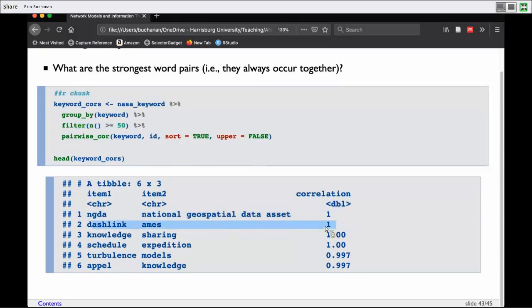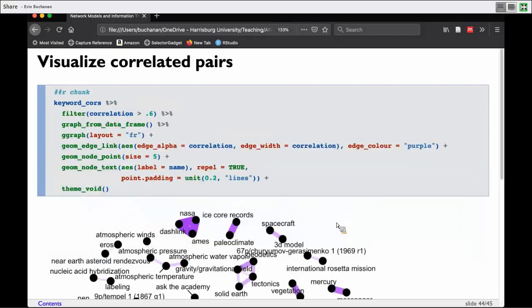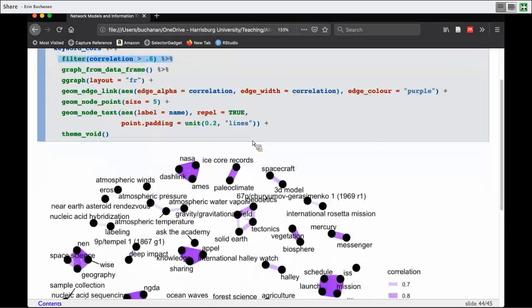And it turns out there's another one that we didn't see that is perfectly correlated: aims dash link, knowledge sharing, and schedule expedition, right? So there are a lot of things that are very highly correlated. They have the same network. And I can visualize those. Okay, and I changed that correlation to 0.6, so we get a little bit more stuff here.